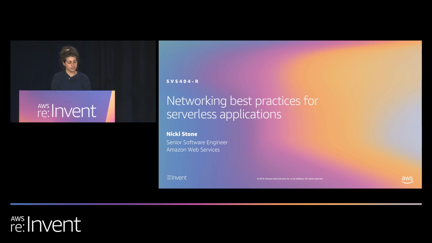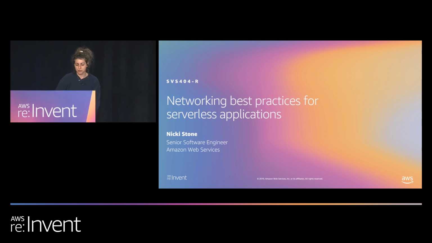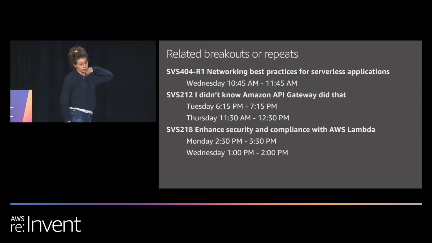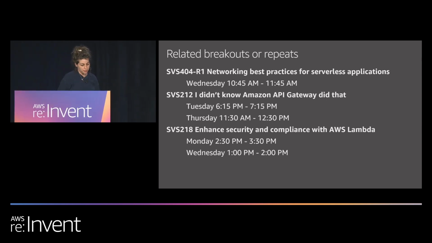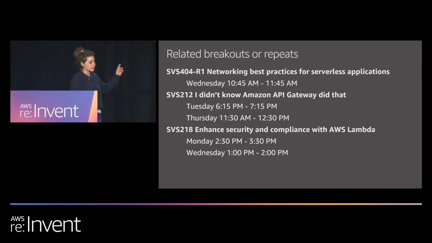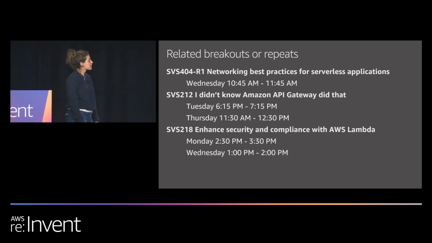OK, we're in. OK, so this is networking best practices for serverless applications. Here's some related breakouts. Obviously, this top one was on here because I did this Monday and wasn't able to remove it. But some of these related breakouts, my friend Eric Johnson, he's doing a talk on, I didn't know Amazon API Gateway did that. It's a really cool talk. He's a really good speaker, so I highly suggest you check him out on Thursday. We talk about some of the same things, but he goes more into depth. So if you are interested, I highly suggest attending his talk. And then, security and networking go hand in hand. So I threw up a security talk up there in case you're interested.